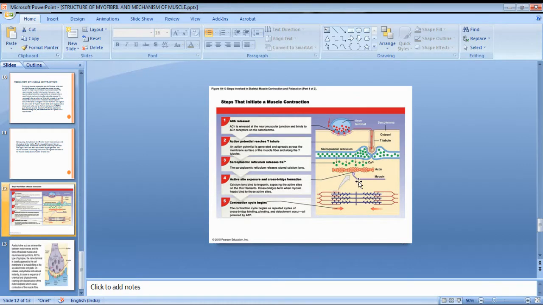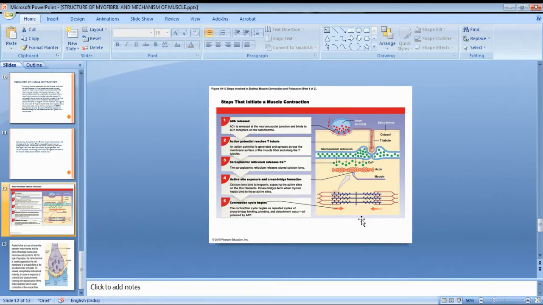Then when the ADP and phosphate molecules are released, the myosin head again changes conformation. Then the head returns to its initial conformation and releases the thin filament in its new position near the central M line. Okay, and the cycle then repeats itself.